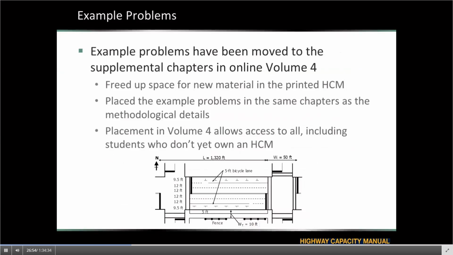Example problems have been moved to the supplemental chapters in Online Volume 4. This was done for a variety of reasons, including making this material accessible to all, including students who don't yet own a copy of the Highway Capacity Manual.